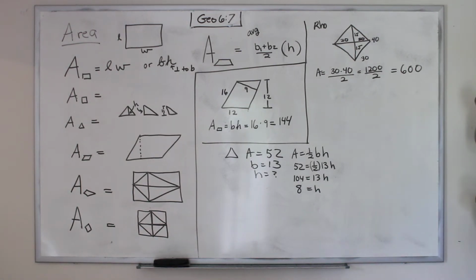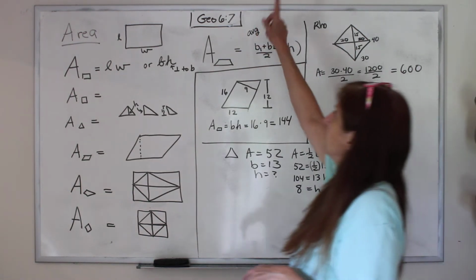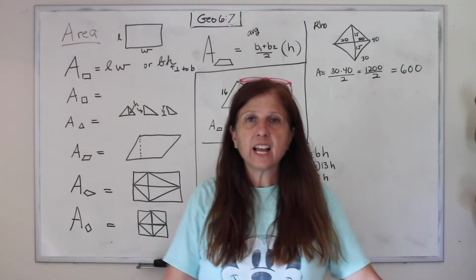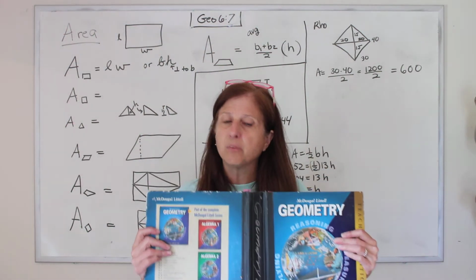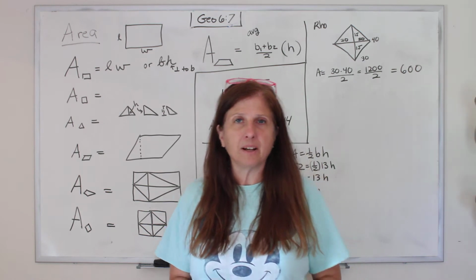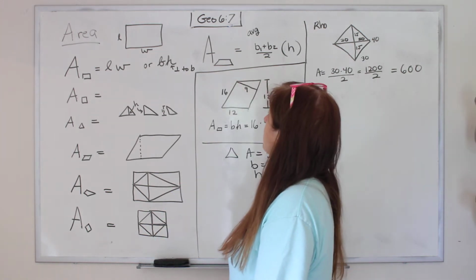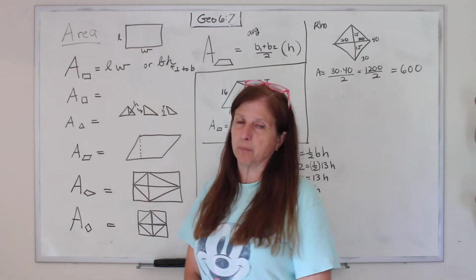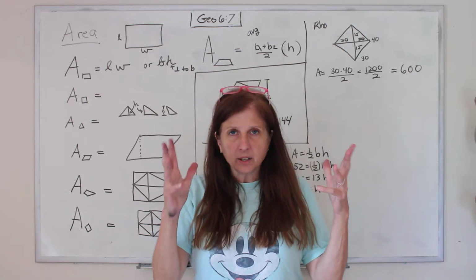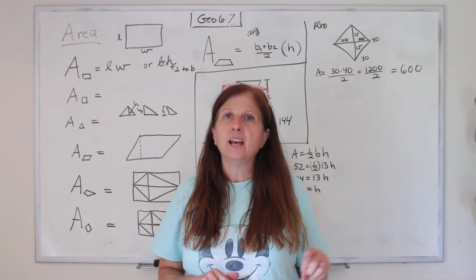Welcome back to Geometry, Chapter 6, Section 7 in this book. We've been talking about shapes. That sounds easier than it is. Today we're going to talk about area of shapes. Now, this is really important why I want to get into your head.